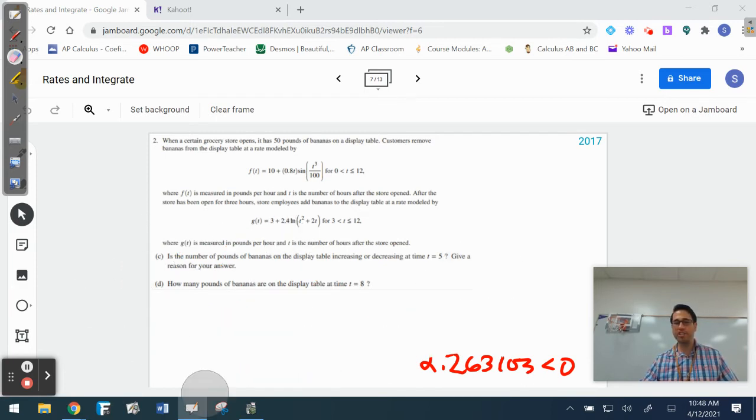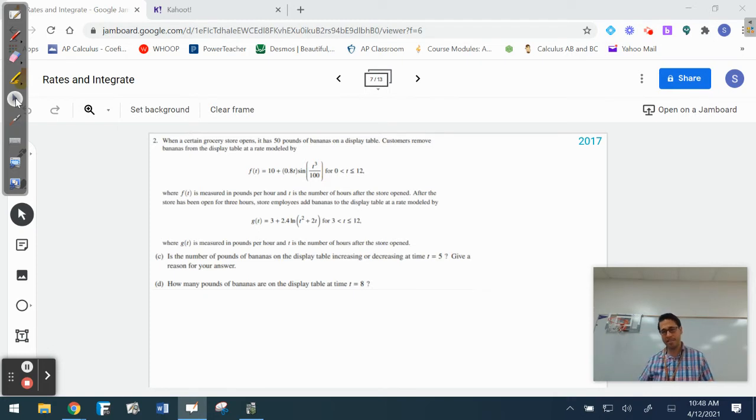And if you said G of 5 and you said F of 5, you got a point just for saying you were going to use those two. And understand that number of bananas and then increasing, decreasing means a derivative, and F of t and G of t are both rates. They're both derivatives of the total number of bananas.